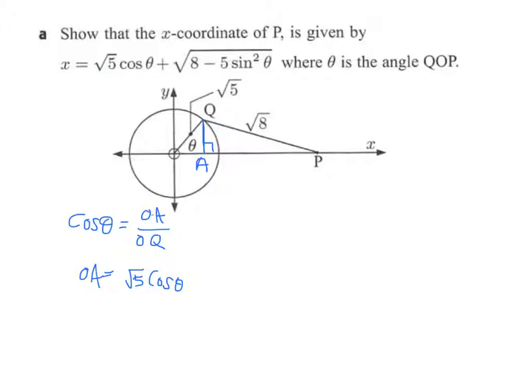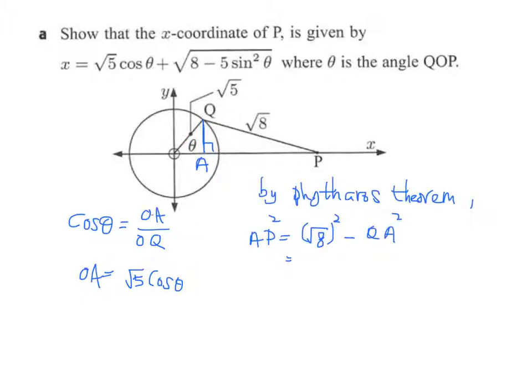Now let's try and tackle this part, the triangle APQ. And by Pythagoras, AP squared is the hypotenuse squared, subtract the length of the opposite, which is QA squared, or QA rather. So QA, its length could be obtained by using the triangle OQA. So let's try and do that.